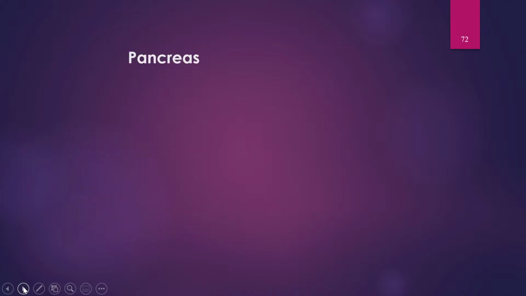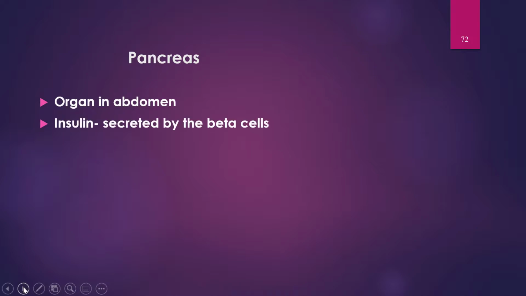Then we have the pancreas. The pancreas is an organ located in the abdominal cavity. It secretes insulin as the endocrine function, but it's also a big exocrine gland. It's the biggest exocrine gland in the body. It secretes pancreatic juice, and you know that from the digestive system. But it has patches of endocrine hormone-producing cells called the islets of Langerhans, and they are endocrine in nature.